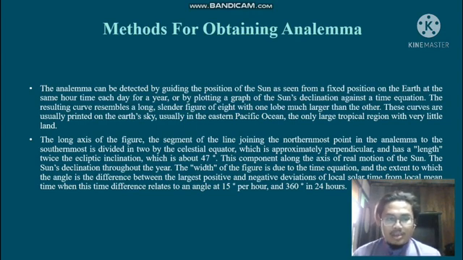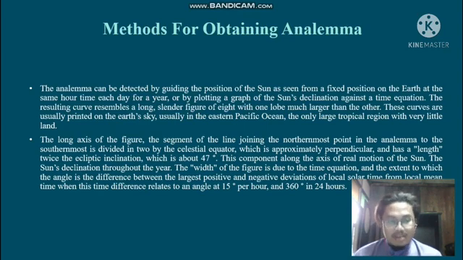The analemma can be detected by recording the position of the Sun as seen from a fixed position on the Earth at the same hour each day for a year, or by plotting a graph of the Sun's declination against the equation of time. The resulting curve resembles a long, slender figure eight with one lobe much larger than the other. These curves are usually printed on the Earth's sky, usually in the eastern Pacific Ocean, the only large tropical region with very little land.